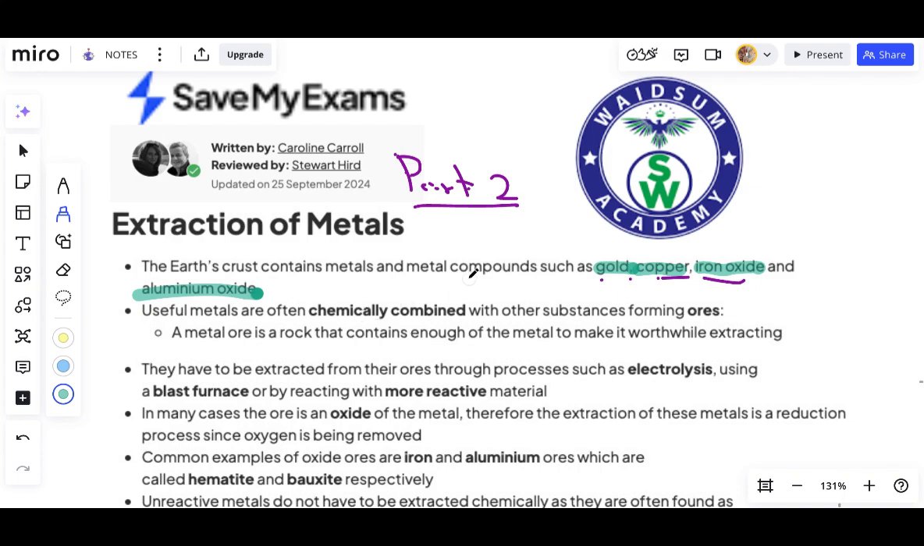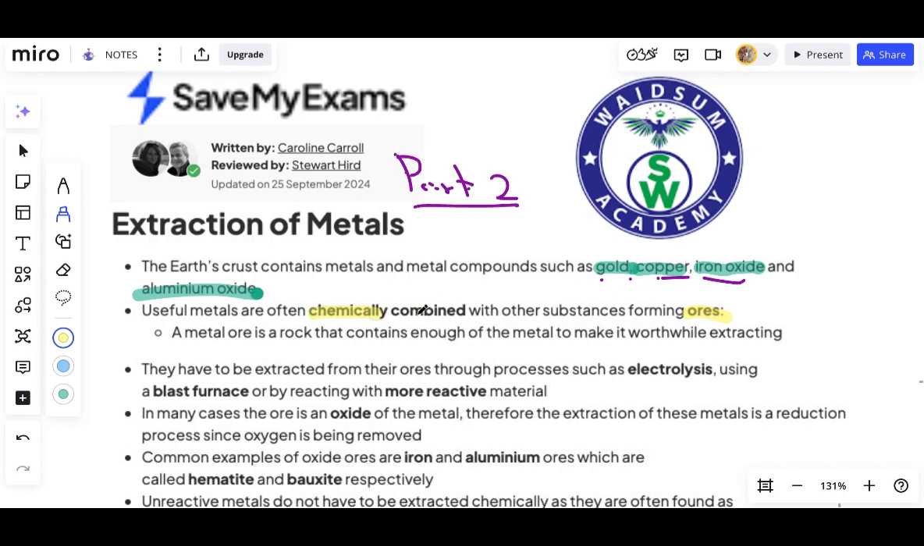Now, metals are very useful to us, and we don't easily find most of the metals in the earth's crust as metals. We normally find them in a combined state. That combined state is called the ore. Maybe metal and oxygen, for example iron and oxygen is iron 3 oxide, aluminum oxide, and so on. So they're always in a combined state.